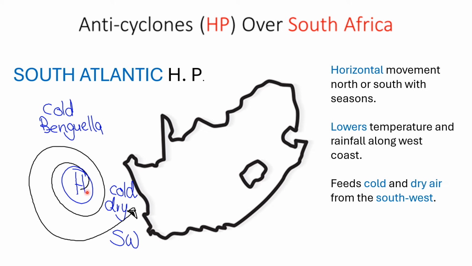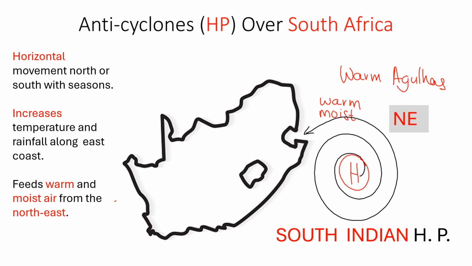The South Atlantic high pressure is characterized by diverging air which rotates in an anti-clockwise direction around the central lobe and approaches the coastline of South Africa from the southwest. It is important to remember that this Atlantic high pressure cell feeds cold and dry air from the southwest, and this is an important component for the formation of line thunderstorms over the interior of South Africa during summer.